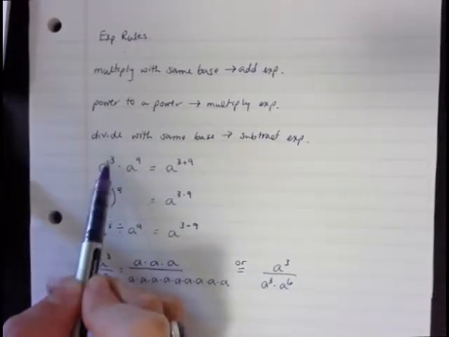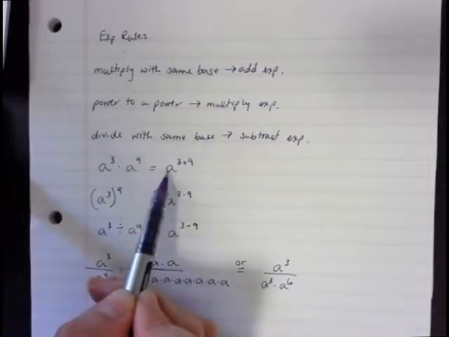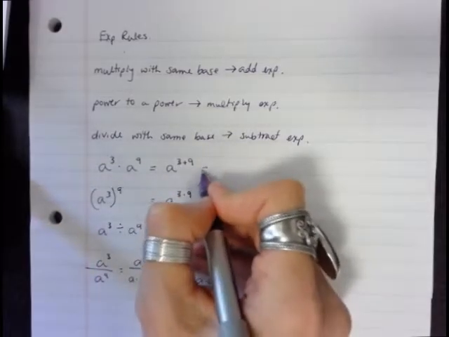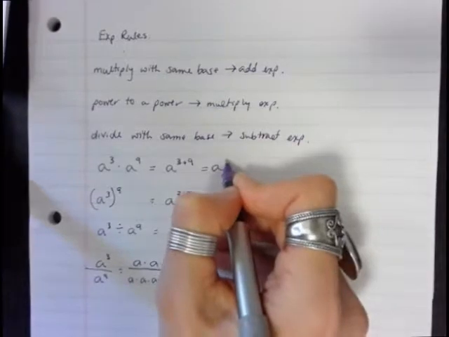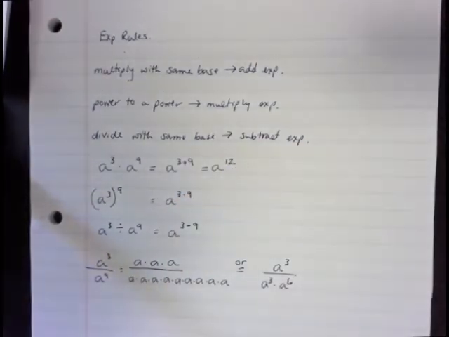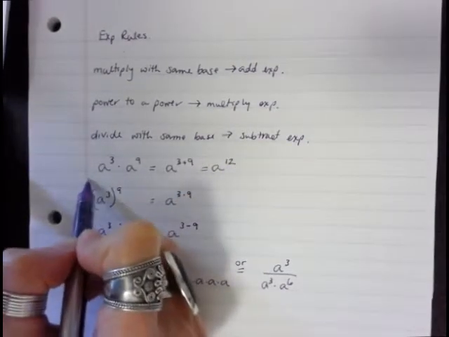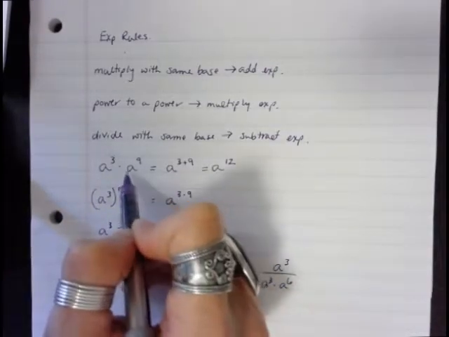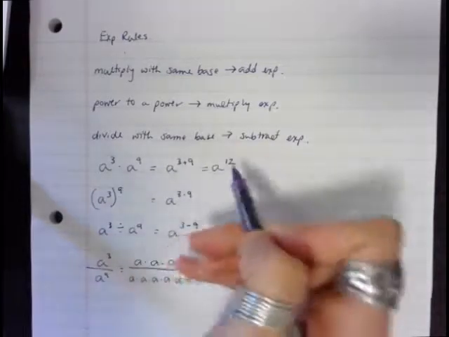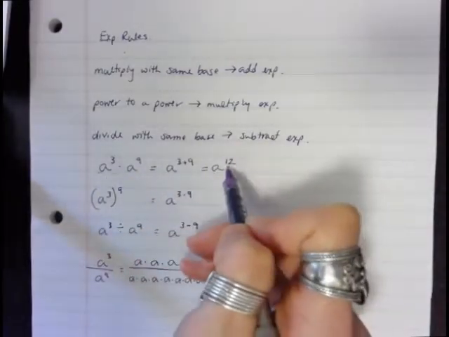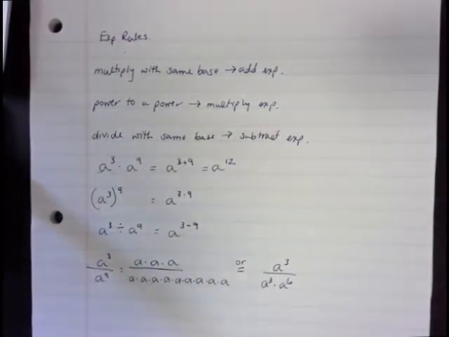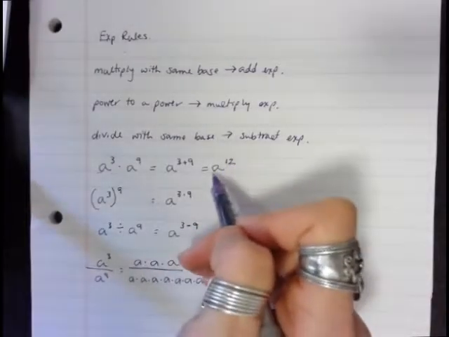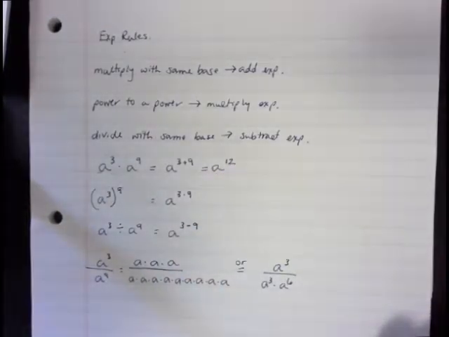So thus, a to the third times a to the ninth is going to be a to the 3 plus 9, which gives me a to the 12th. Agreed? Which means if I wrote a to the third 3 times and wrote a to the ninth 9 times, I would be writing a multiplied 12 times, which is what our exponents mean. It means how many factors of that base number we have.